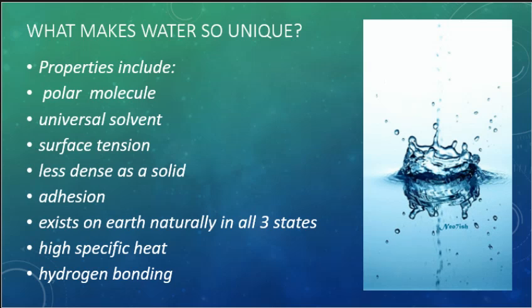There's something called cohesion, and there's something called adhesion. Cohesion, it sticks to itself. Adhesion, it sticks to other things. It exists on Earth naturally in all three states. It's the only place we know in our universe so far where we have all three states of water. They say they found some water on the moon under the surface. Not sure how they found that, but it's frozen. There's no liquid water there.